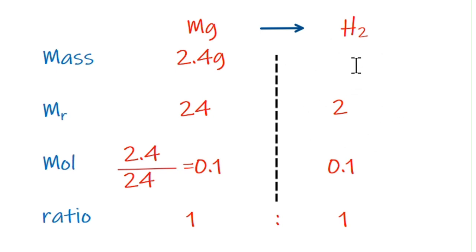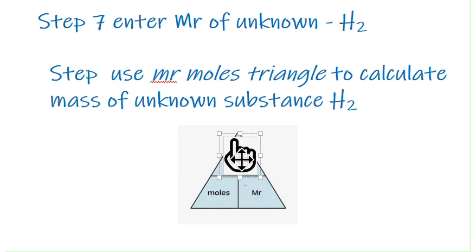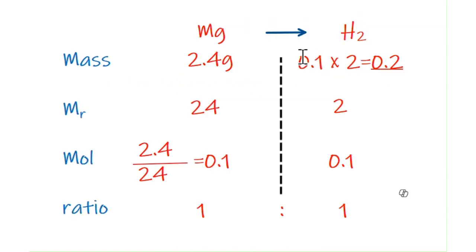Step 7, enter the Mr of the unknown, in this case hydrogen, which is 2, as we've already worked out previously. The final step then is to use the Mr moles triangle to calculate the mass of the unknown substance, hydrogen. By covering up the mass, it's the moles times the Mr. So if we go back to our table, we can see we've got 0.1 from the moles, 2 from the Mr, 0.1 times 2 equals 0.2 grams.